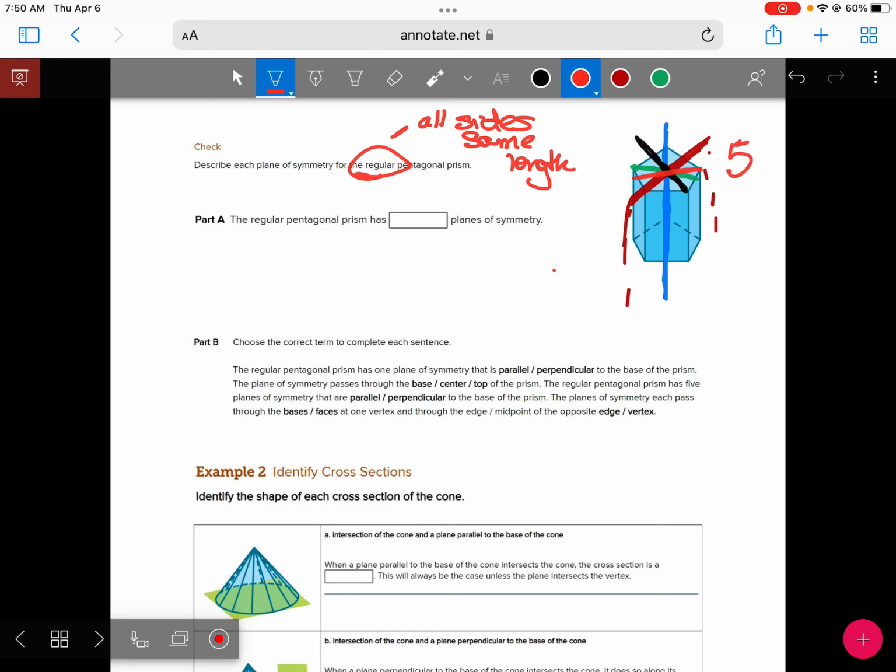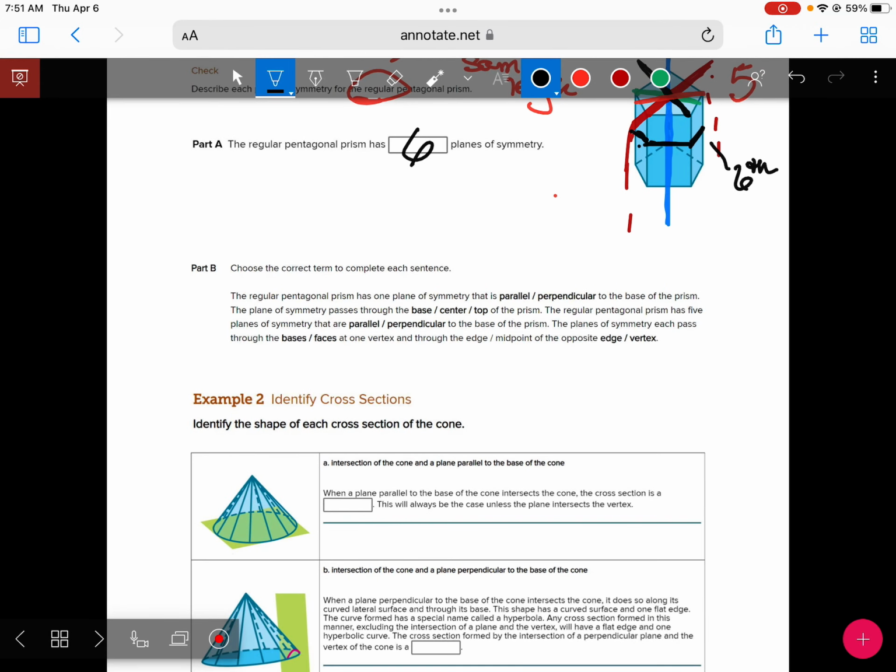Can you think of any other places where I could add a plane for plane symmetry? What about right here, like cutting it in half? Yeah. That would be the sixth plane of symmetry. So you can look at the top and get however many you can from the top, and then usually if it's a regular prism, you can cut it in half horizontally. So there are 6 planes of symmetry. Okay?